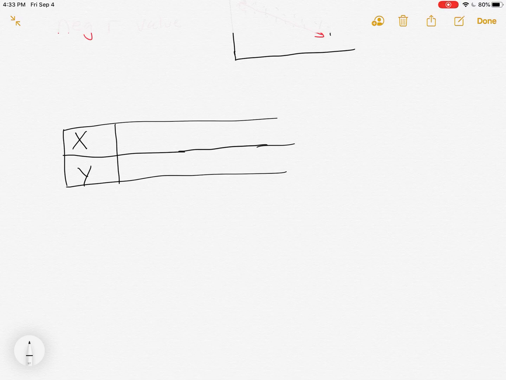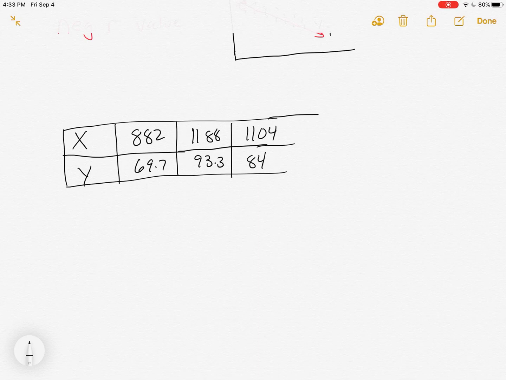A data set that I'm looking at pairs cricket chirps and temperature. Cricket chirps will be the X, and the temperature is the Y. You're going to have some big numbers: 1188, 93.3. I'm just going to do this with a small amount of data. The more data you have, the longer this is going to take you, so be cognizant of that when you come to take your test.